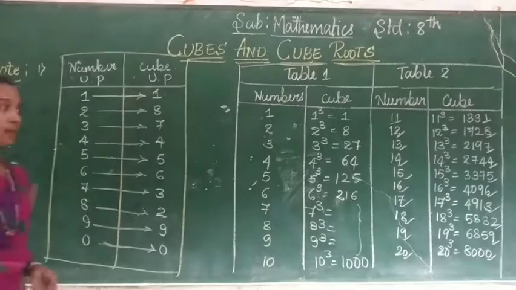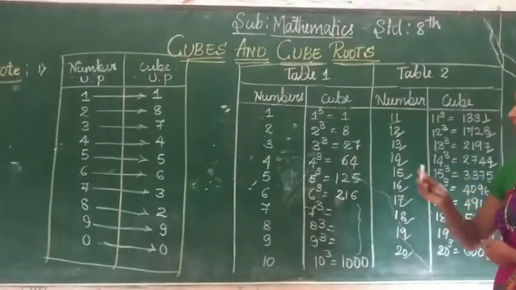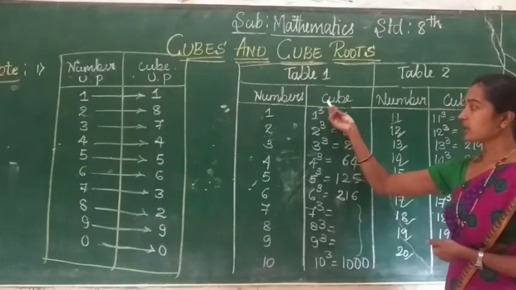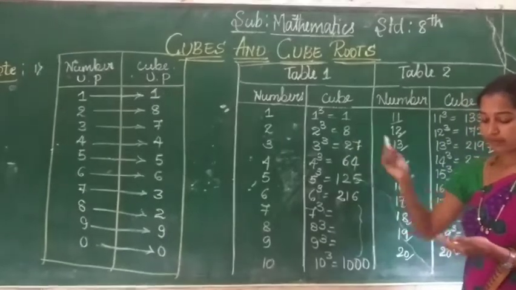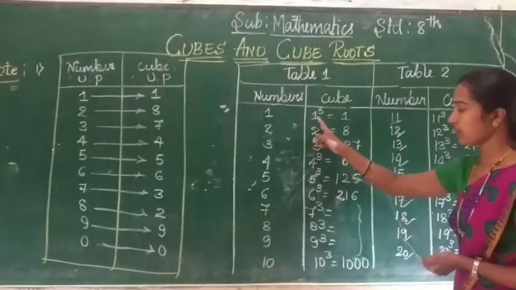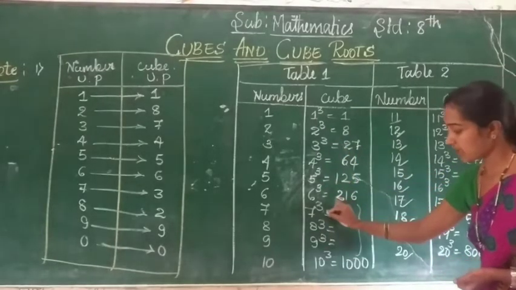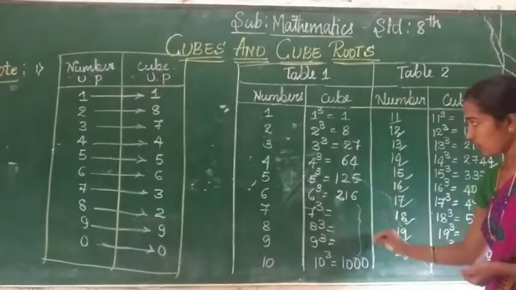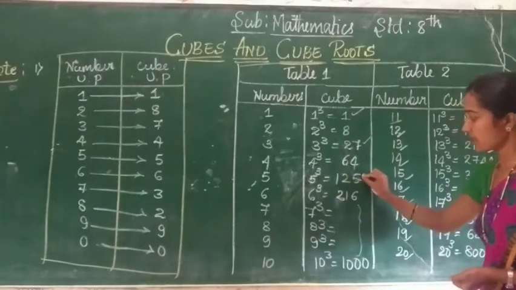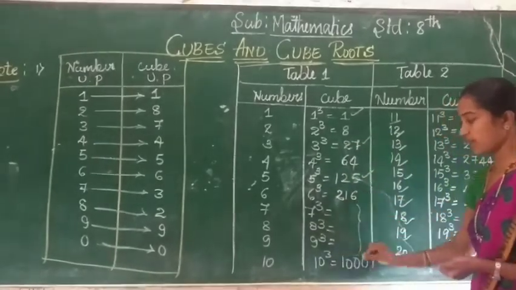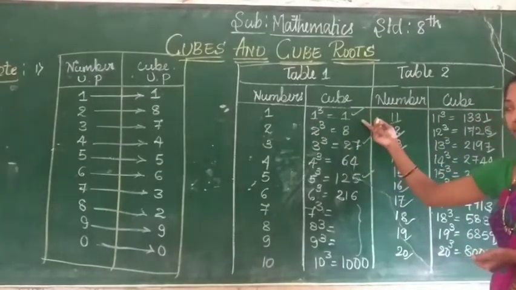Yes. Okay, now come to the tables. Observe here: an odd number's cube gives an odd number, and an even number's cube gives an even number. Look at table 1. 1 is an odd number, and 3 is an odd number, 5 is odd, 7, 9. Look at their cubes. 1 cube is 1. 3 cube is 27. 5 cube is 125. And 7 cube, write yourself. Look here, the cube of an odd number is also odd.